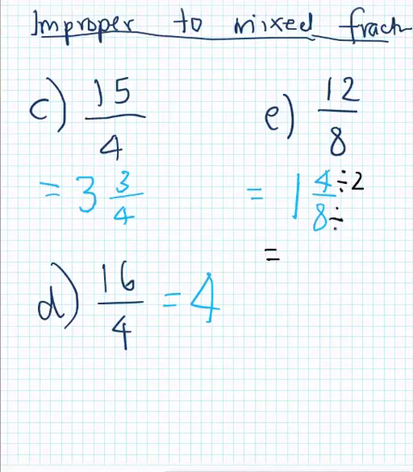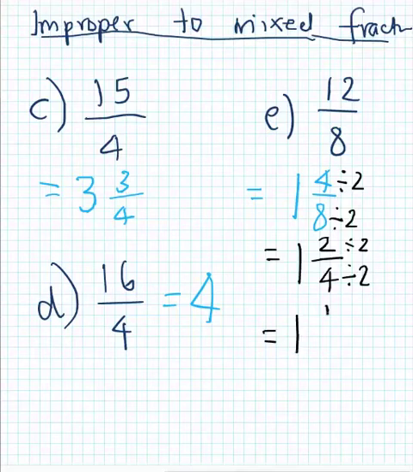Now, that wasn't the highest factor, but let's see what happens. So we have 1, and 4 divided by 2 is 2. 8 divided by 2 is 4. Have I finished simplifying? No, we've got a 2 here and a 4. Let's keep going. I can divide it by 2 again, and I'm left with 1, and 2 divided by 2 is 1, 4 divided by 2 is 2.